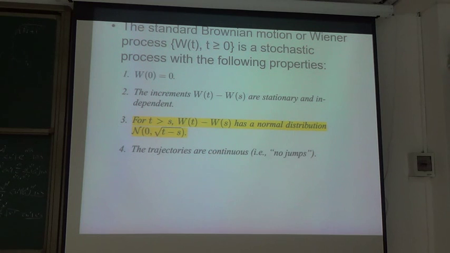So based on the Gaussian distributions, the standard Brownian motion or Wiener process should be introduced. It is a stochastic process with the following properties. The increment has a normal distribution with mean value 0 and standard deviation square root of t minus s.